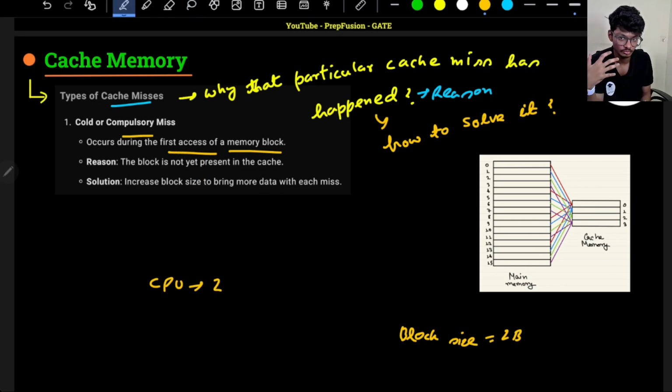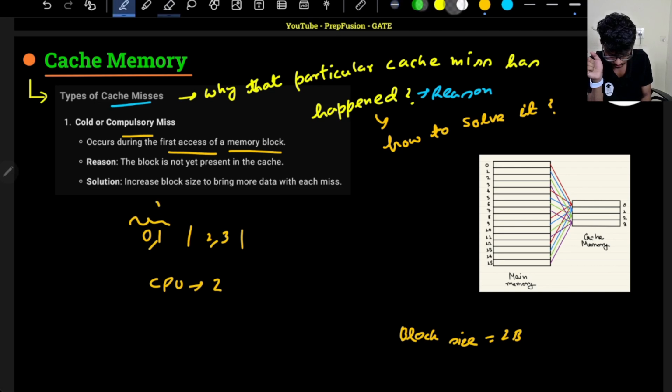Let's assume the CPU calls register 2. If the CPU calls register 2, then it is a miss. That is fine, it is a miss. So of course it is a cache miss. It is a compulsory miss because initially it was empty. So I'll copy the whole block to the cache memory, correct? So basically the register values 0, 1 will be stored in the block 0. The register values 2, 3 will be stored in the block.